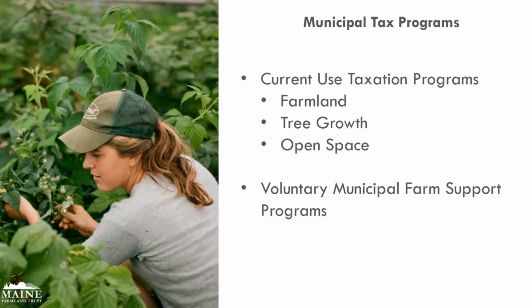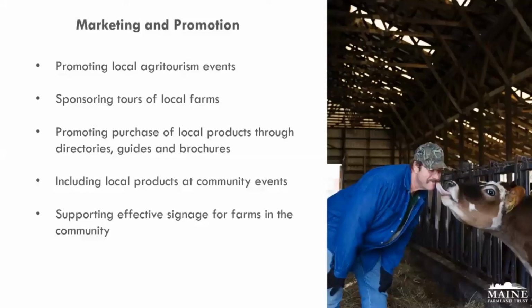And then voluntary municipal farm support programs are a couple of towns that have adopted these programs. Participating farms are granted a 20-year agricultural conservation easement to the town in exchange for full or partial reimbursement of property taxes. And towns develop the eligibility requirements for those and determine the amount of property tax relief that can be provided. Next slide, please.